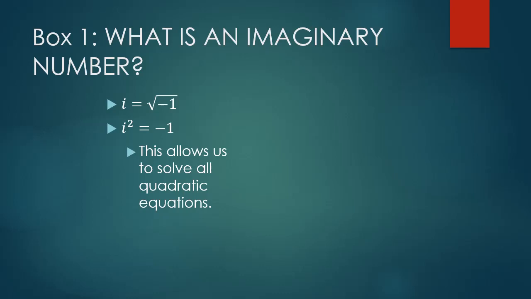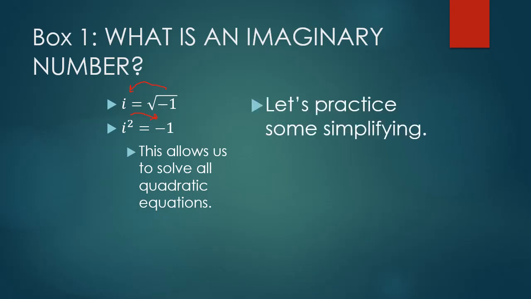So again, i is our imaginary, and it equals the square root of negative 1. When I see the square root of negative 1, I get to change it into an i. If I see i squared, I get to change it into a negative 1. So let's do some little examples here. Let's practice some simplifying.